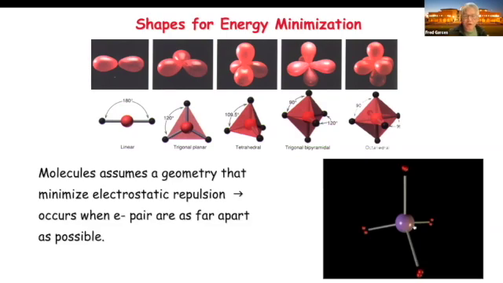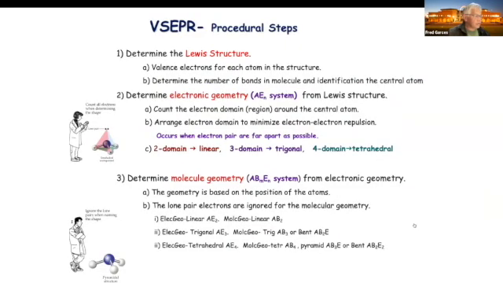So that's as far as we're going to go. Some books call it regions of electron density, some books call it domains, but it's basically electrons that are pointing in space somewhere. So these are the rules. Don't worry too much about the rules. You can read them on your own.